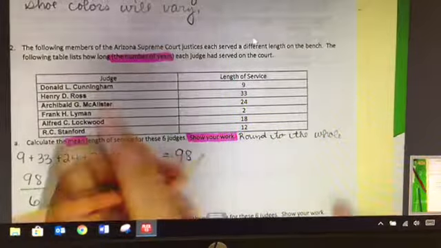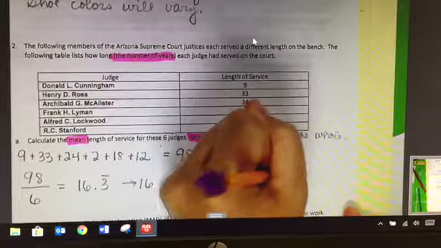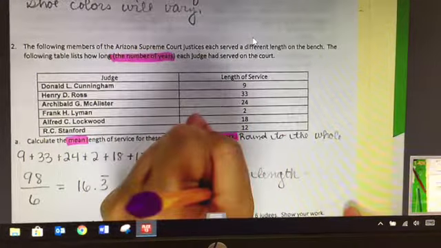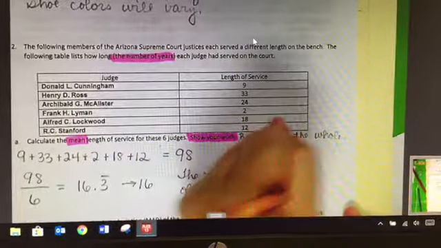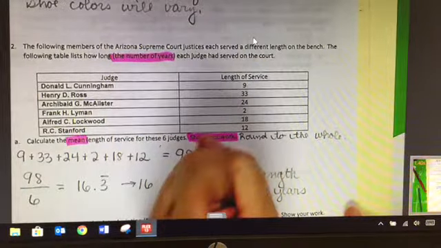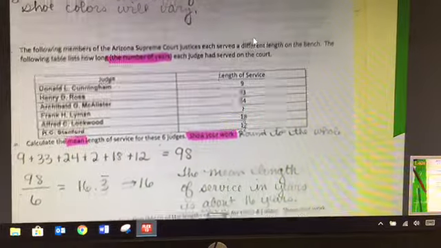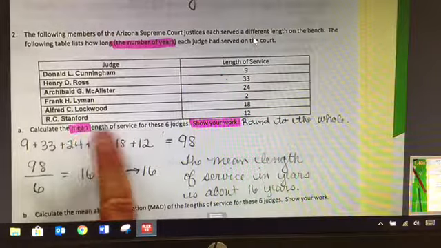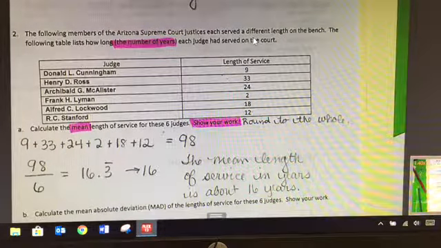And we're going to write a very lovely sentence that says the mean length of service in years is about, because we rounded, correct? 16 years. So really all I did for my sentence was I took the mean length of service is about 16 years.